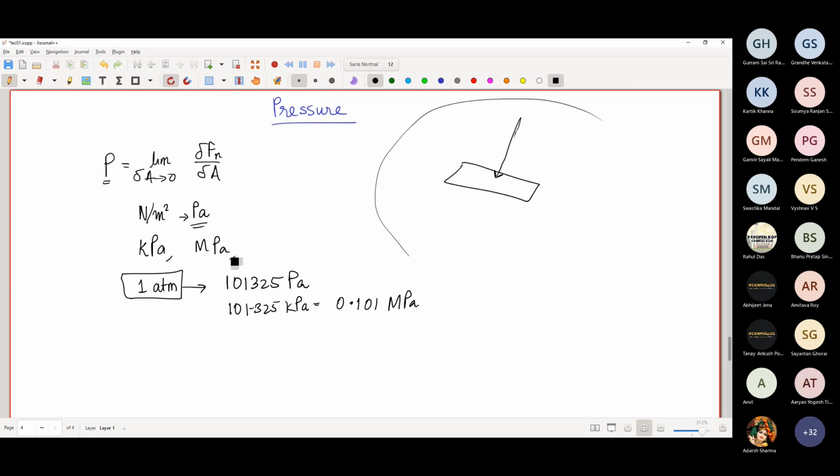So whenever in a problem you're not given the data on how much one atmosphere corresponds to in kilopascal, you should use this. This value should be known to everyone. You should never say that you did not know how many pascals 1 atmosphere corresponds to. That's not a very good thing to say to anyone at any point of your life.